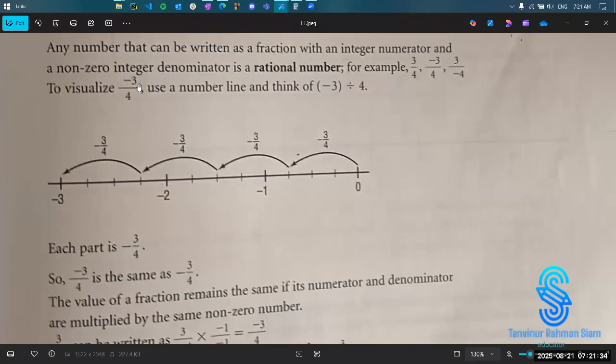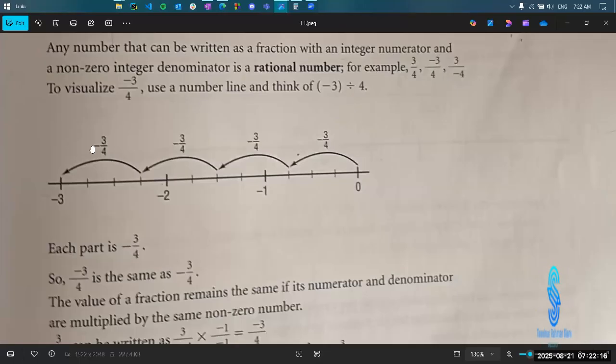To visualize minus 3 divided by 4, use a number line, to see where it is situated. We can think of minus 3 divided by 4 using the sign rules. As a decimal it is 0.75, and as it is negative, it will be minus 0.75.